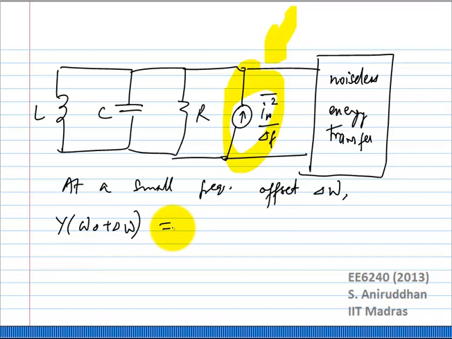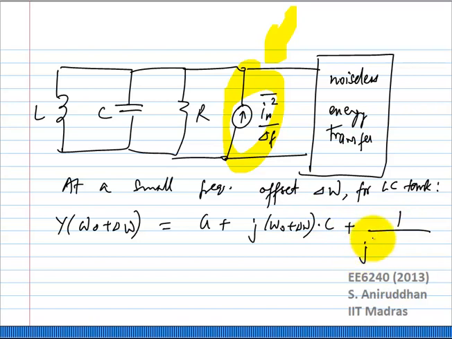Okay, we are going to represent that in terms of the real part and imaginary part. So you'll have some g plus, this is for the LC tank. So we have Y of omega naught plus delta omega. You will have 1 over R, which will be g, plus j(omega naught plus delta omega) times C, plus 1 over j(omega naught plus delta omega) times L.